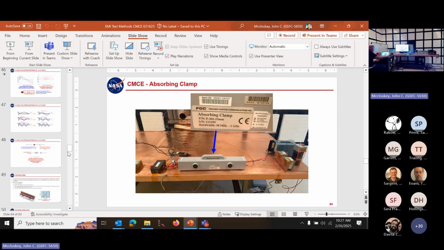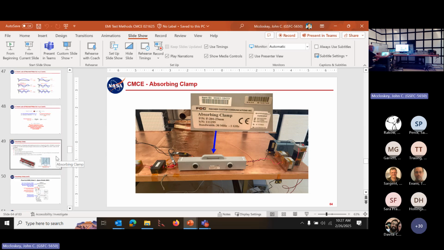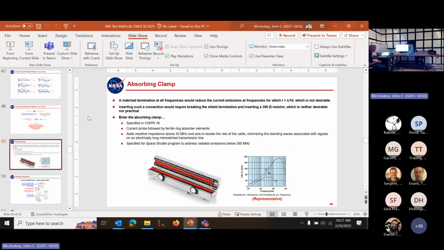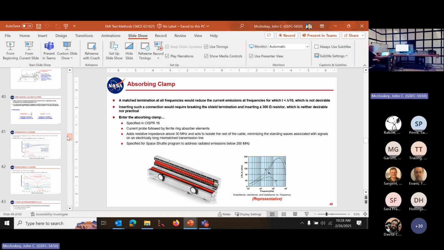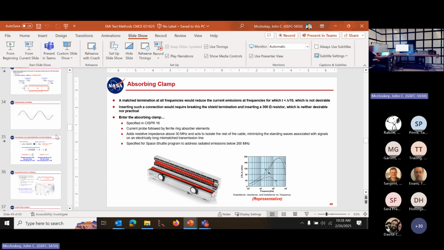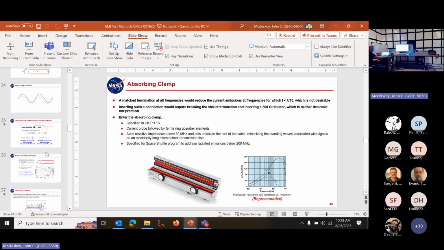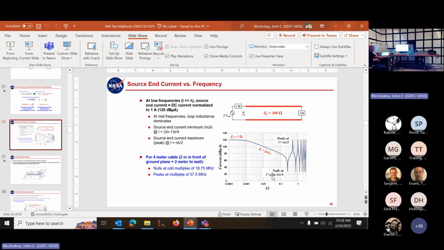You're dealing with a mismatched transmission line. Something that's got characteristic impedance on the order of 300 ohms, give or take, and it's terminated in a short circuit. And we'll also look at an open termination here in a bit. It's not a matched line, right? So you're going to get a skewed representation of what is actually coming out of the EUT based on the cable configuration.